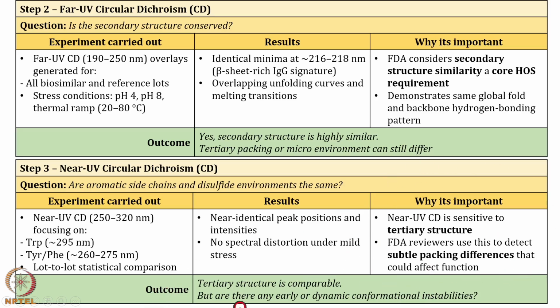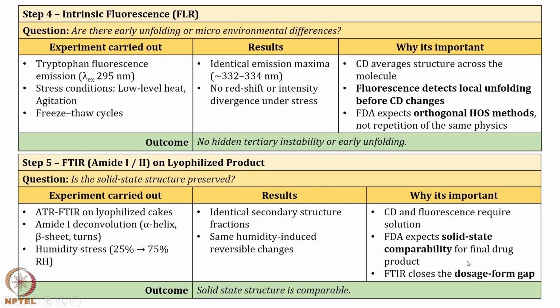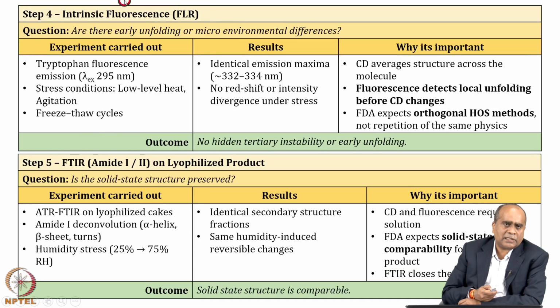So, the outcome is that tertiary structure is comparable. For the third question, tertiary structure, this shows it is robustly comparable. But the next question: are there any early dynamic conformational instabilities? To do that, we need fluorescence. Dynamics changes can be measured by fluorescence. So, are there any early folding or microenvironment differences? That can be measured by fluorescence.